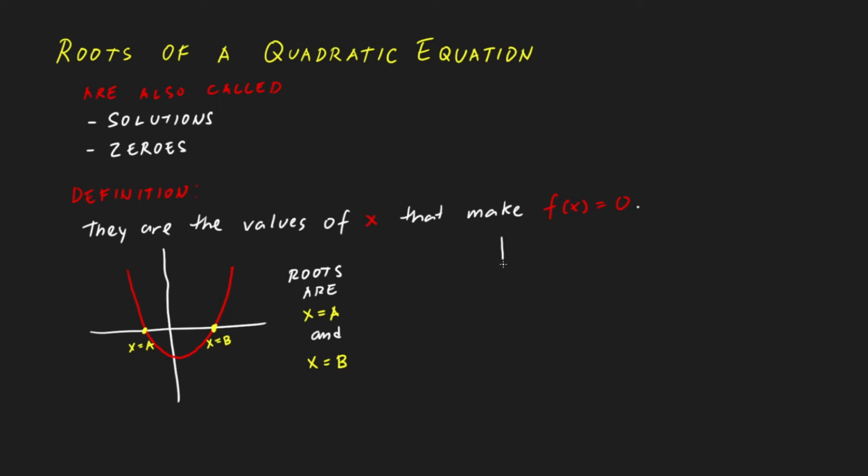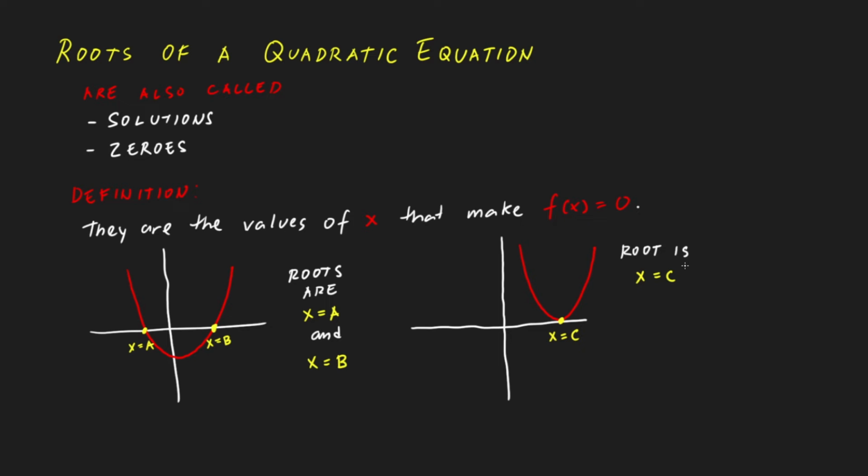In some cases, the parabola can be like this. It can touch the x-axis at only one point, right there. And at this point, let's say the x is equal to c. The root is x is equal to c.